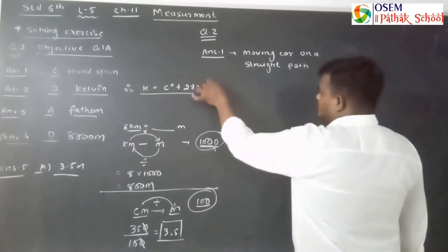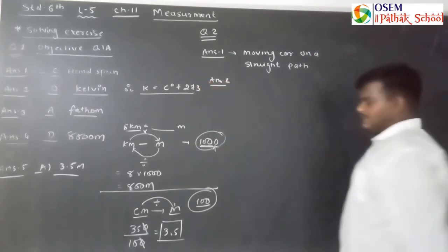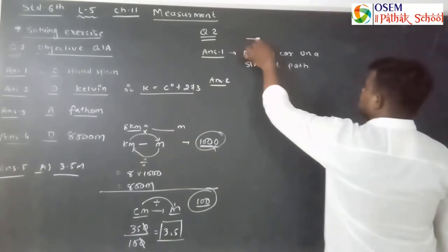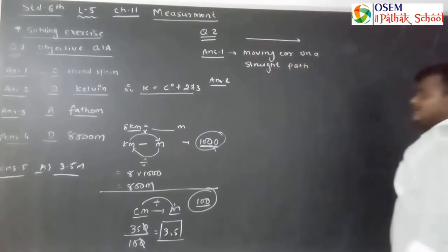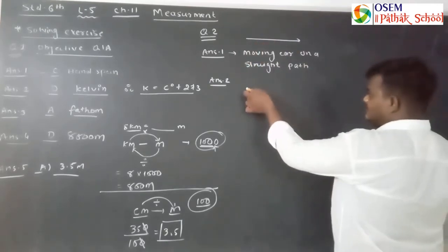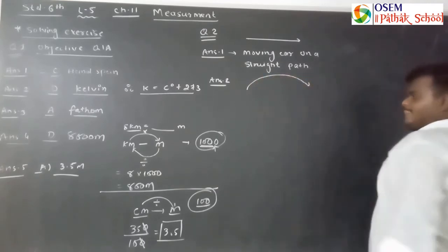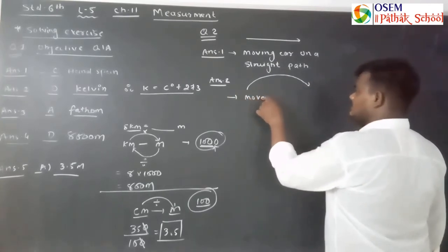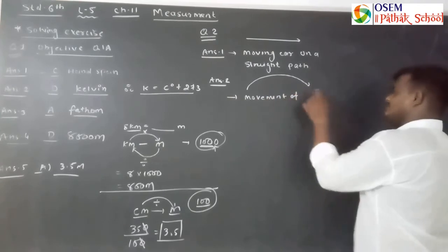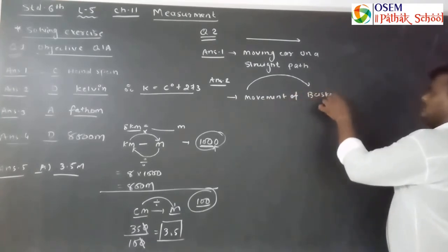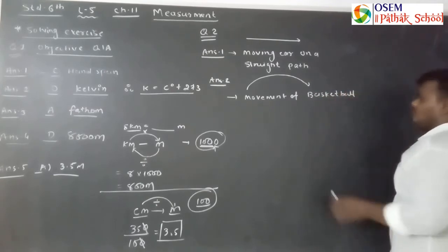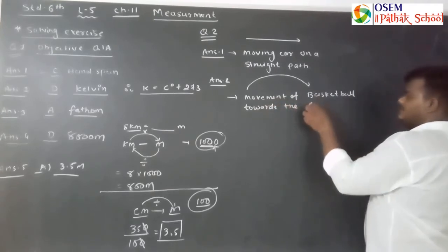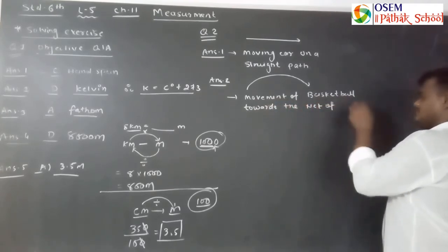In the question number 2, we have to give one example of curvilinear motion. Rectilinear motion is defined as this one. These types of motions are rectilinear motion, while curvilinear motions are examples of this one. So an example for this is the movement of a basketball towards the net of the basket.